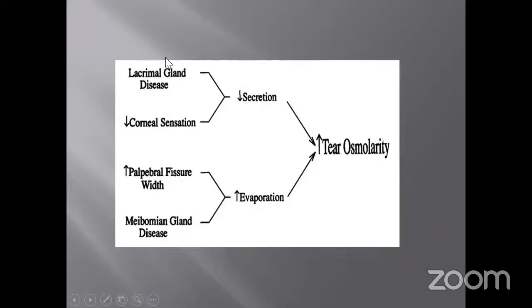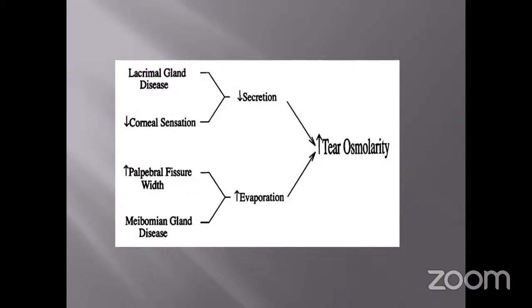The tears are mainly produced from the lacrimal gland. So it may be due to a lacrimal gland disease, or the reflex secretion, which is mainly due to corneal sensation. So it can also occur in conditions when the corneal sensation is reduced. So these two conditions result in reduced secretion. Also, even though the production is normal, increased evaporation of the tear film can also result in dry eye disease.